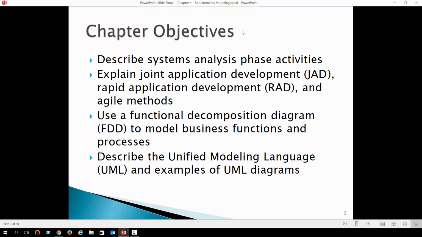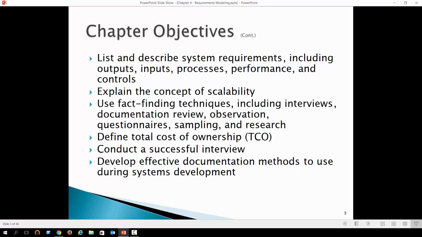So chapter objectives: describe systems analysis phase activities. Explain a couple of the methodologies: joint application development, rapid application development, agile. We'll go through all these. We'll look at an FDD, a functional decomposition diagram. Got some extra videos in this chapter. Make sure you watch those. Yes, they're a bit dated, a bit 70s, but the speaker does a great job. We'll look at UML, and we'll go through the rest of this.